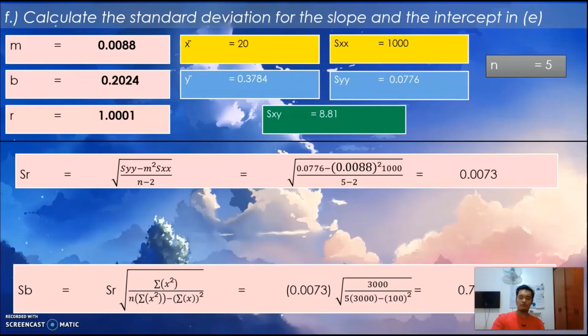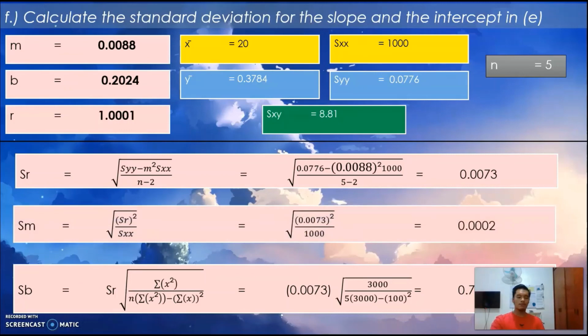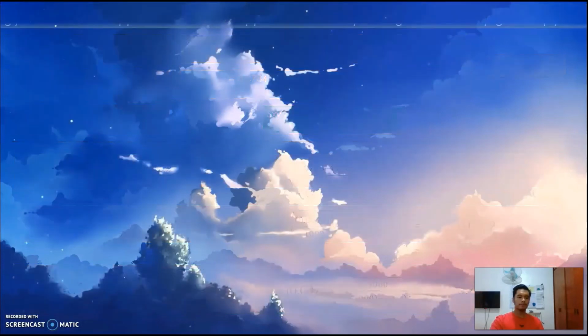SB equals SR times the square root of the summation of X squared over the number of data multiplied with the summation of X squared minus the square of the summation of X. You will have a value of 0.7746. For SM, you will use the formula, the square root of SR squared over SXX, which has a value of 0.0002. And we have calculated the standard deviation of SM, 0.0002, and SB, 0.7746.